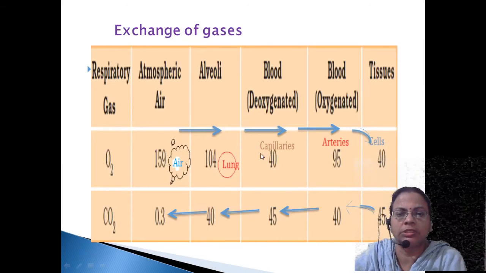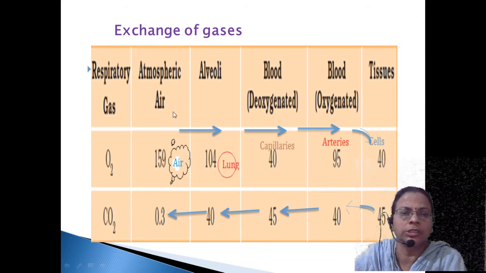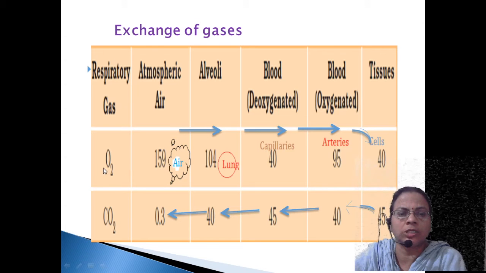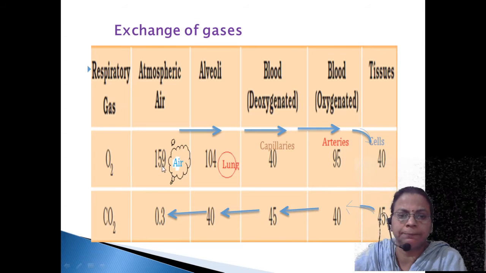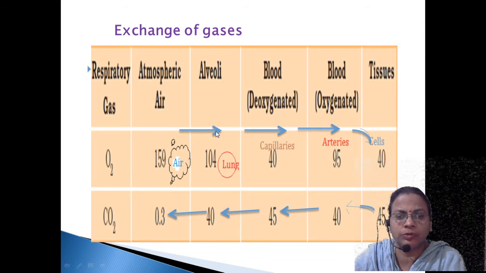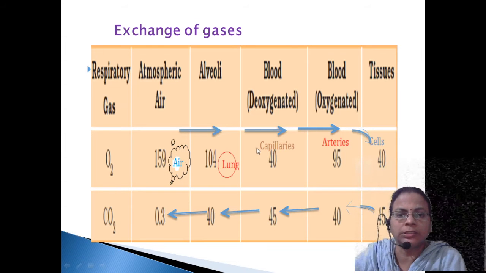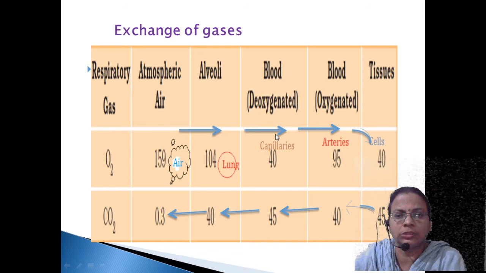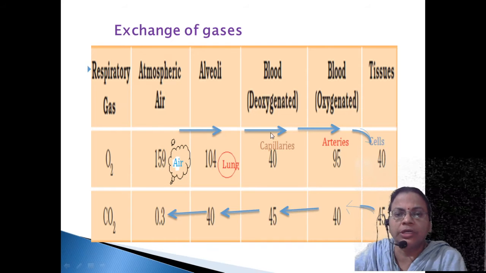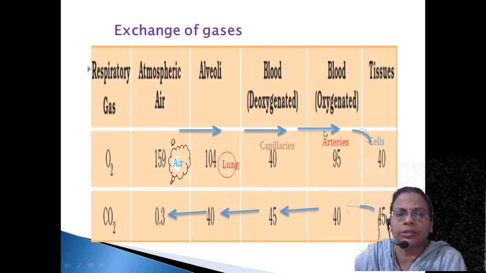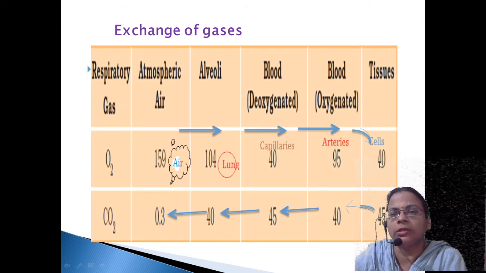Here I have given some extra labels. In atmospheric air, the partial pressure of oxygen is 159, and in the lungs it is only 104, so oxygen will diffuse in. In the capillaries it is only 40, so again the oxygen will diffuse in, and from there more and more, up to the artery, 95. Then from the artery, when it reaches the tissues, again it will exchange.